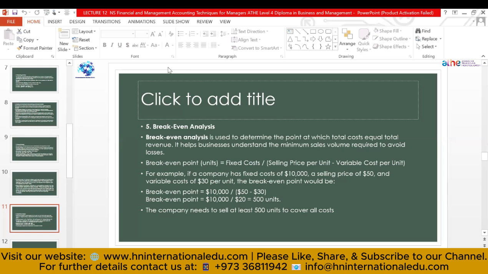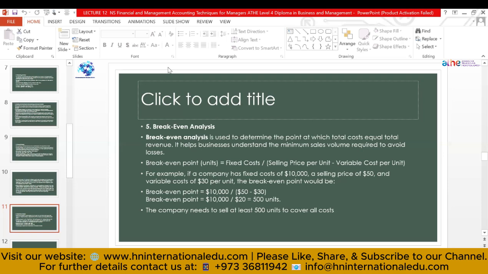So the formula of the break-even point in units is fixed cost divided by bracket, selling price per unit less variable cost per unit. So first, you calculate the denominator, that is the bottom part, selling price per unit less variable cost, and then the numerator, fixed cost. For example, if a company has a fixed cost of $10,000, a selling price of $50, and a variable cost of $30 per unit, the break-even point would be very simple.